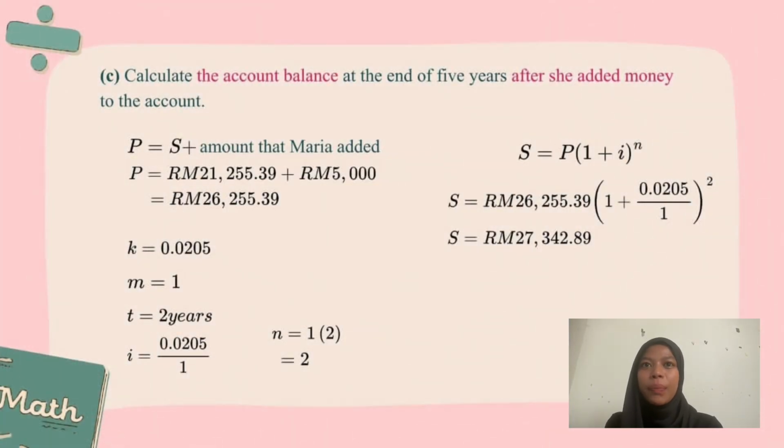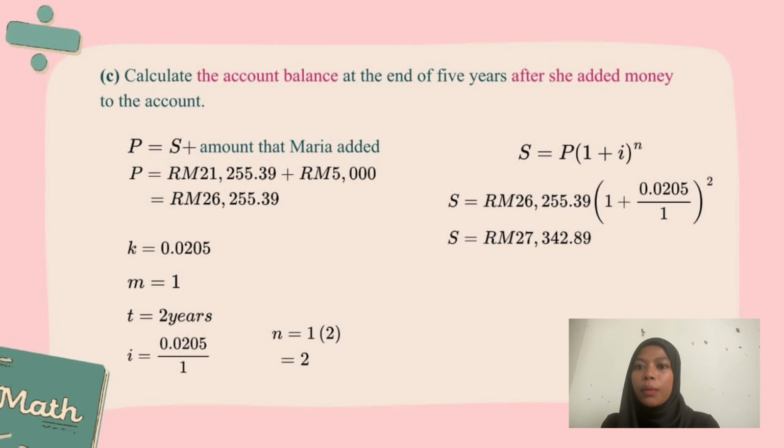For question C, calculate the account balance at the end of 5 years after she adds money to the account. P equals S plus the amount that Maria added. P equals 21,255 ringgit and 39 cents plus 5,000 ringgit. We calculate the amount and we will get 26,255 ringgit and 39 cents.